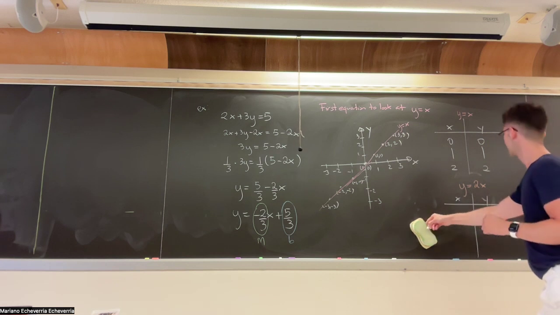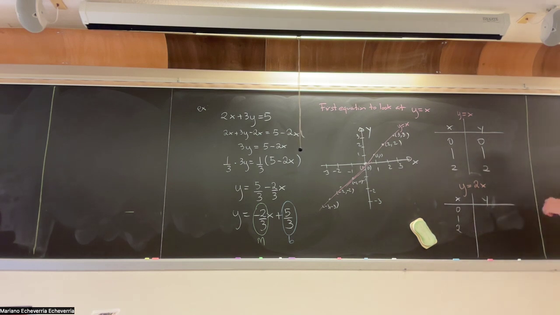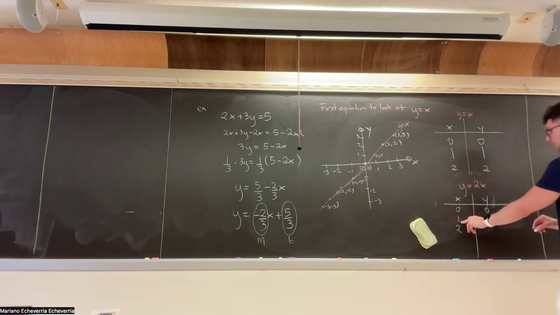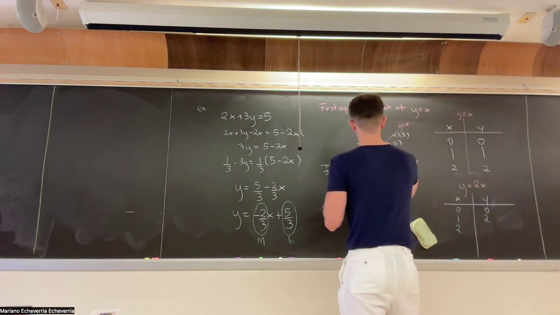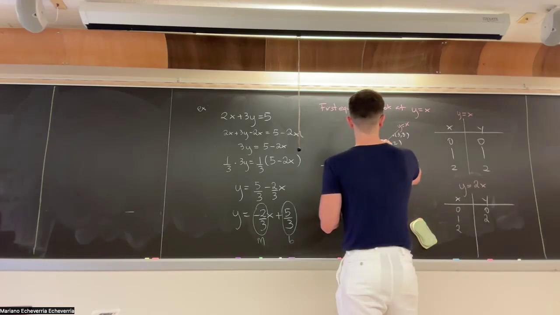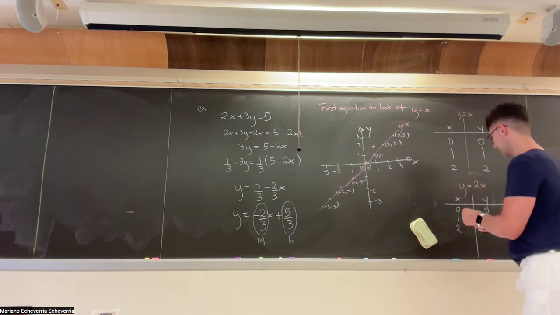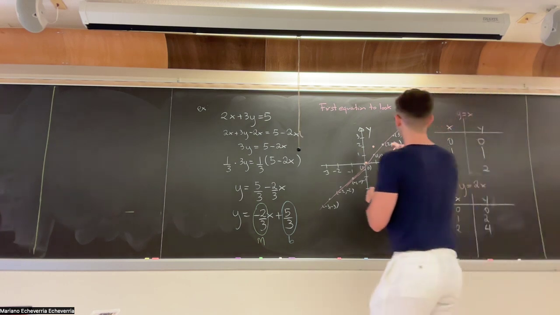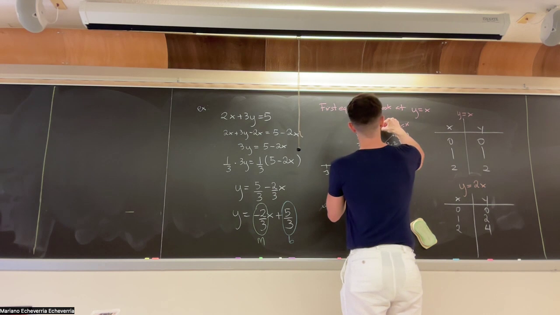If you do y equals 2x, what's happening here? So you have 0, 1, 2. With x equals 0, you get 2 times 0, which is 0 still. With x equals 1, you get 2 times 1, which is 2. Let me draw those here as well. So now you have 0, 0, you have 1, 2. With x equals 2, now you get 4. So you get 2, 4.